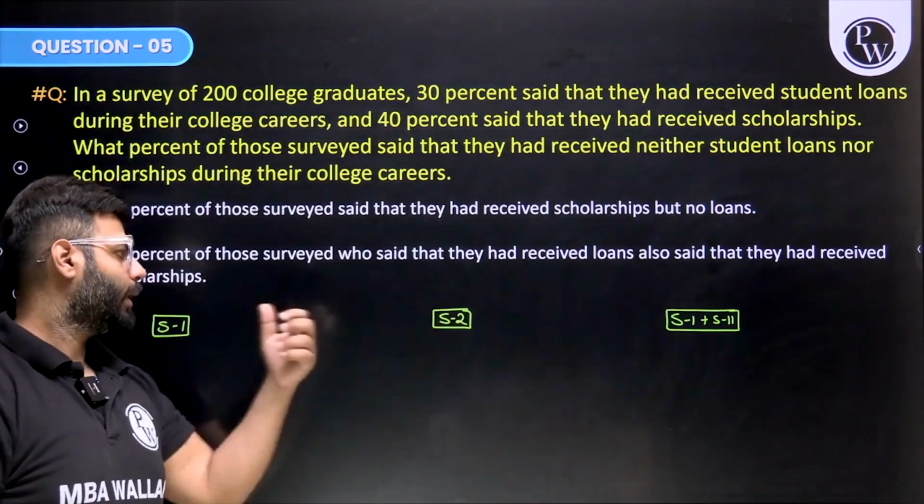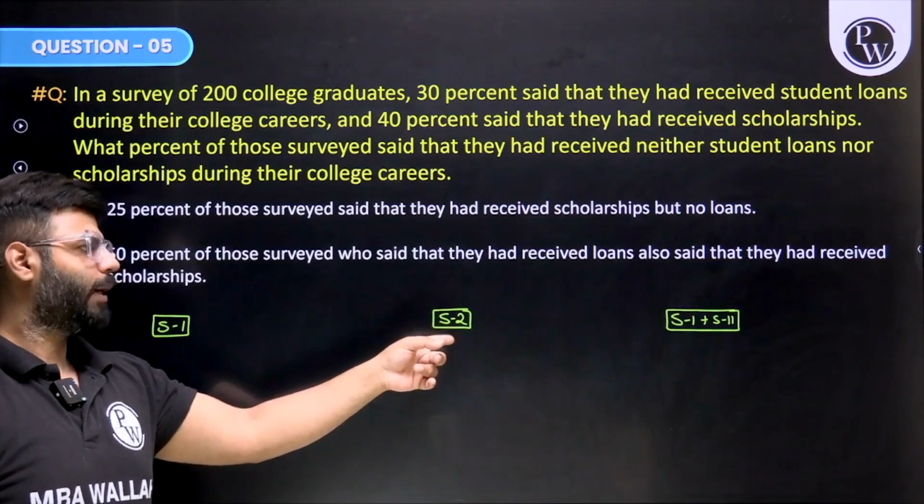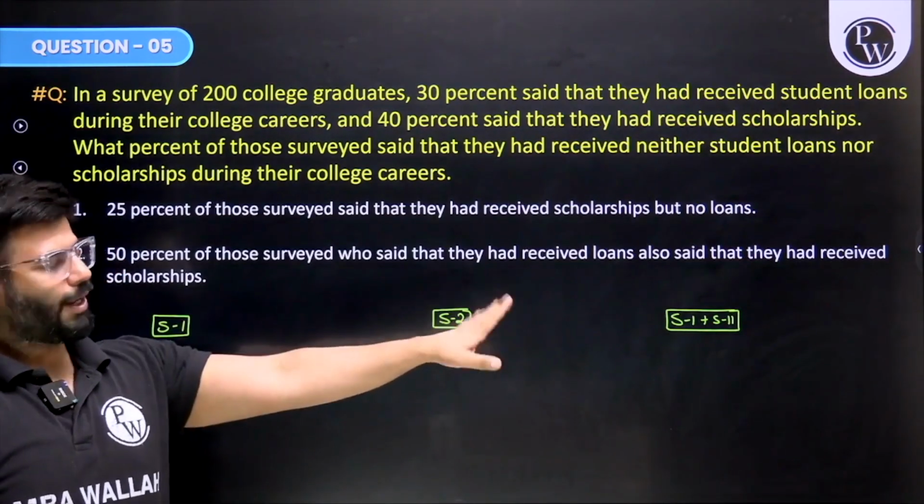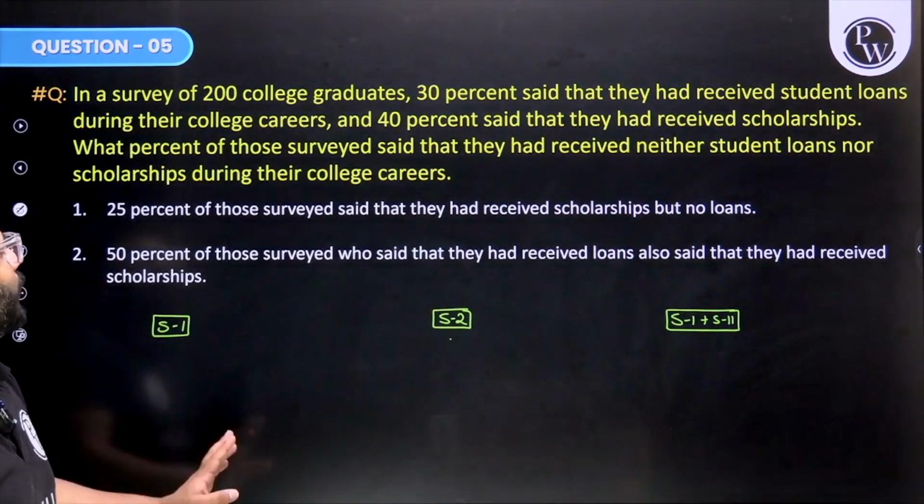Order should always be statement 1, 2 and clubbing, or 2, 1 and clubbing. That's up to you. If you feel the second is easier, try the second first, but clubbing has to be done last, otherwise every answer will start coming out as C.